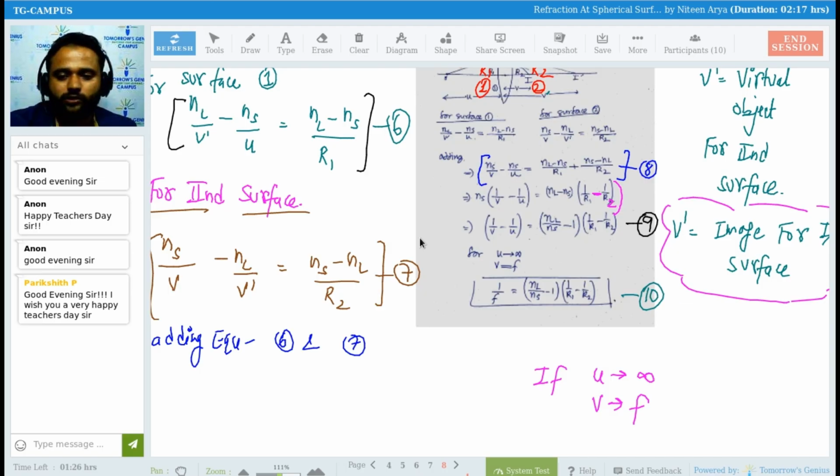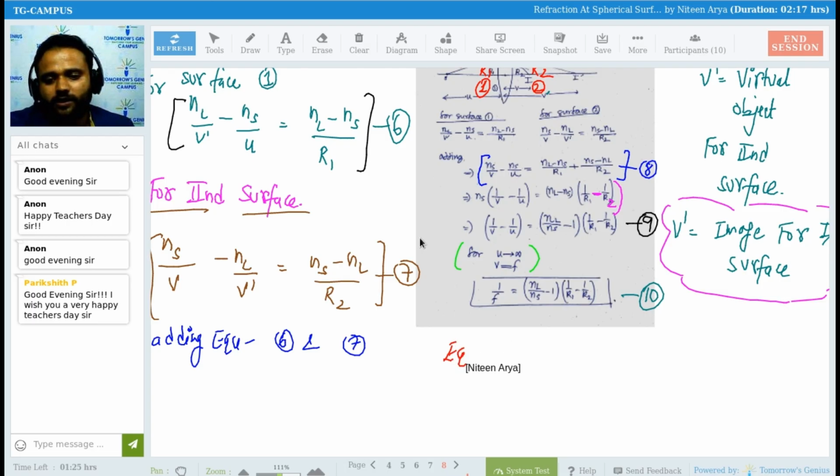Or this one is also okay. I don't need to write it again and again. This is clearly written over here and understood also. So this equation number 10 can represent the focal length of a lens, if you know the refractive index of the lens and the refractive index of the other medium, or you can say your surrounding. Clear? So here equation 10 represents the lens maker formula.